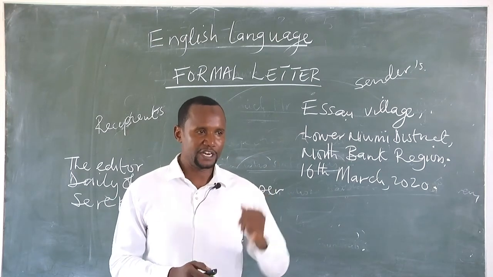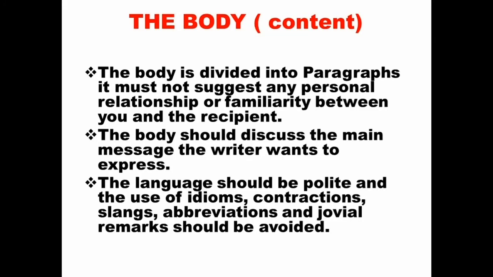For example, let's look at the body. We say the body is divided into paragraphs. It must not suggest any personal relationship or familiarity between you and the recipient. Even if the recipient is your friend who is occupying an office, but you are writing to that office, not to the person as a friend. Because if you write to the person as a friend, it becomes an informal letter, not a formal letter.